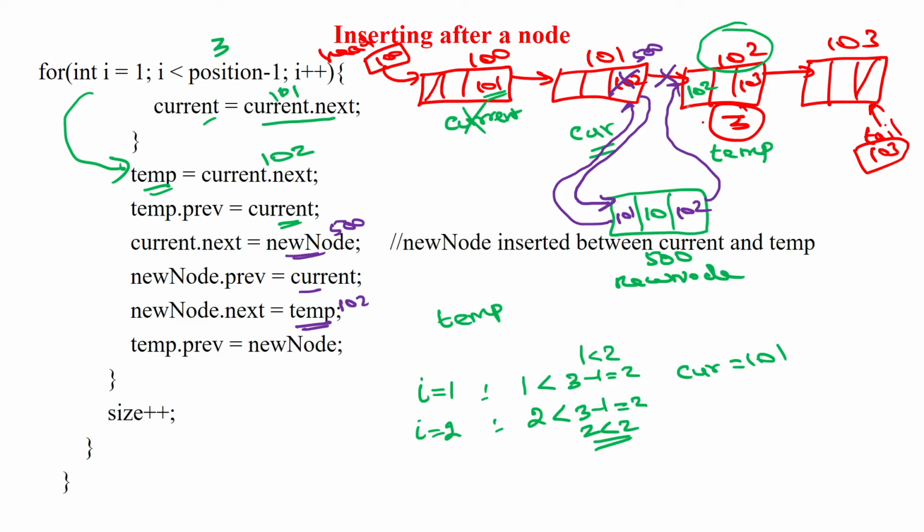Then temporary dot previous should be the new node. So this address will be updated with 500. So now the new node is assigned to temporary dot previous. So four adjustments we have done: 1, 2, 3, 4. So now the node is inserted at position number 3. Now in this list, this node becomes the fourth node, and this node becomes the fifth node. So this is the procedure to insert a node at a particular position. Thank you.